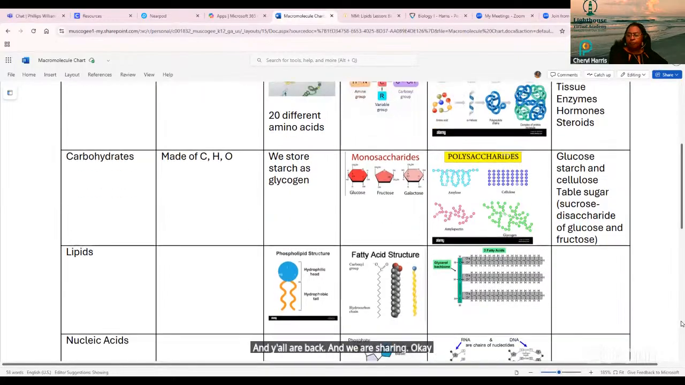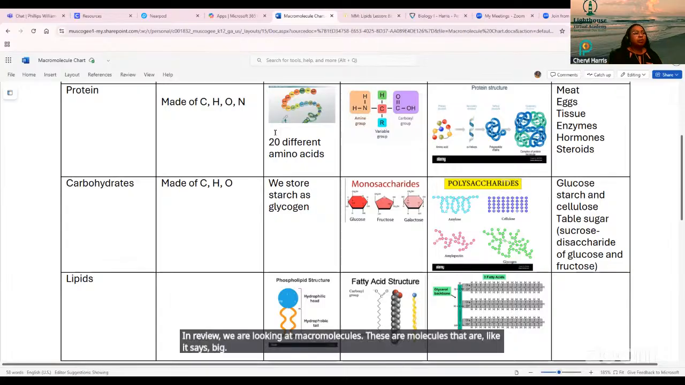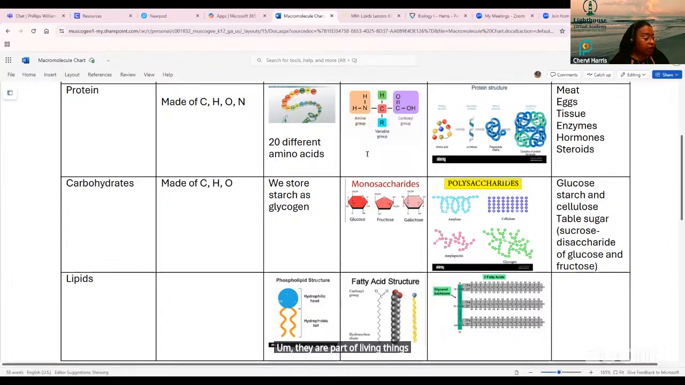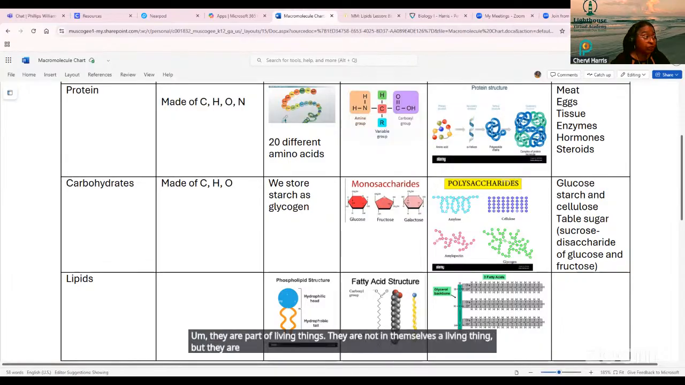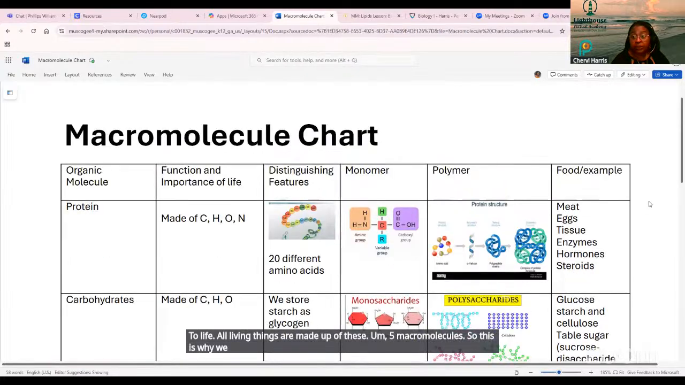Okay, so again, in review, we are looking at macromolecules. These are molecules that are, like it says, big. They are part of living things. They are not in themselves a living thing, but they are essential to life. All living things are made up of these five macromolecules. So this is why we're taking the time to look at them.